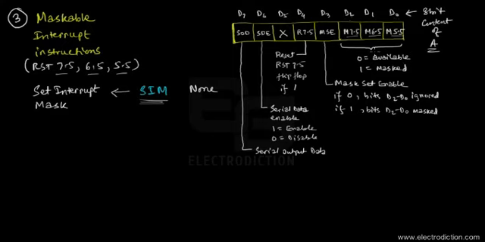If we keep the bits D0 through to D2 at 0, then each of the interrupt lines 7.5, 6.5 and 5.5 respectively would remain available for receiving any interrupt request, so those lines will be active. Otherwise, if we keep the bits D0 through to D2 at logic 1, then the corresponding RST interrupt lines would be masked or disabled.